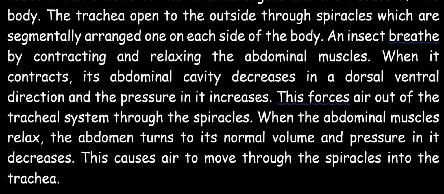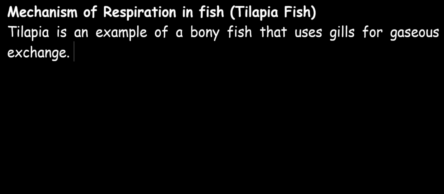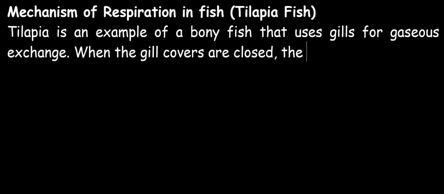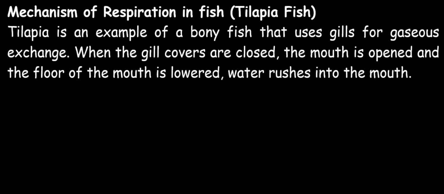The next thing we're going to be talking about is the mechanism of respiration in fish. We take the tilapia fish as a reference or as an example. The tilapia is an example of a bony fish that uses gills for gaseous exchange. When the gill covers are closed, the mouth is opened and the floor of the mouth is lowered. This causes water to rush into the mouth. The gill covers are also known as the operculum. In plural form, it is known as the opercula.